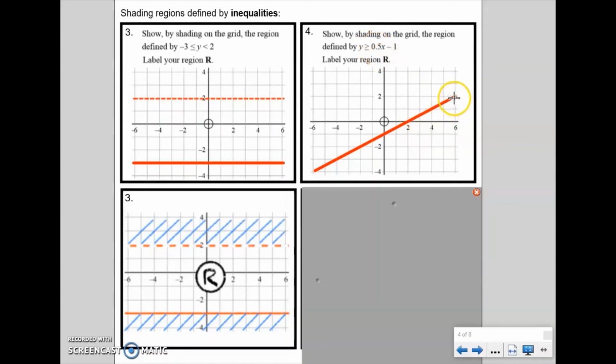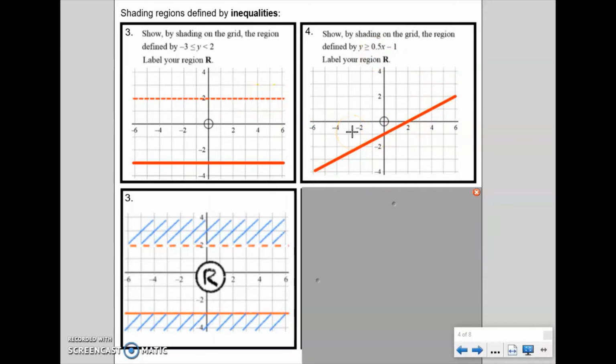Notice that I've used a full line again. I'm not using a dotted line. It's not a broken line because, again, we are dealing with the inequality of greater than or equal to. So the fact that that little line is under the inequality sign means that I want a full line, not a dotted line.